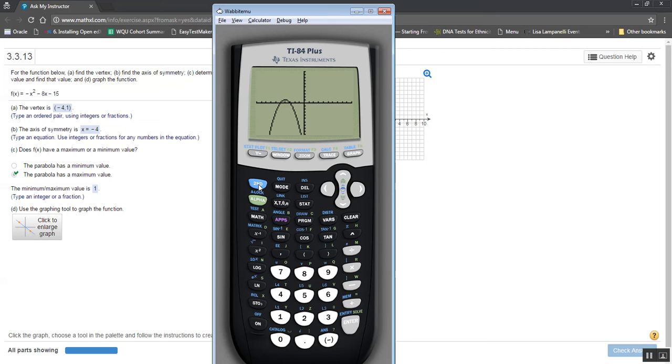I'm going to do my table setup first. I do second button and then window. And I want to make sure independent is set to ask. So I'm down arrowing to this line, and I right arrow one time and press enter to select ask. And now I can go to table. So I do second graph. And here I can plug in values. So if I plugged in negative 4, it should give us 1.